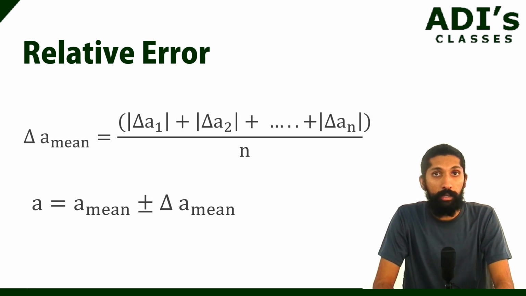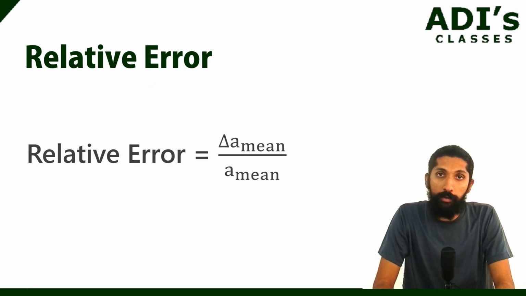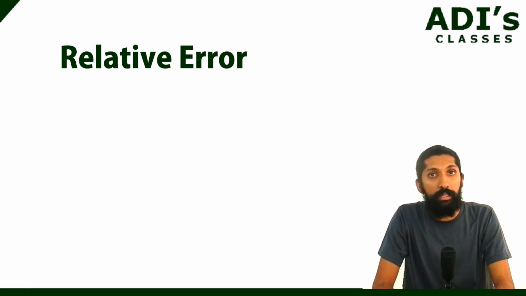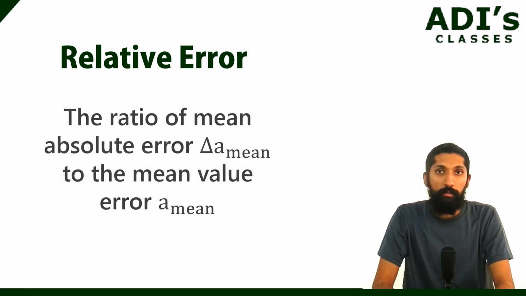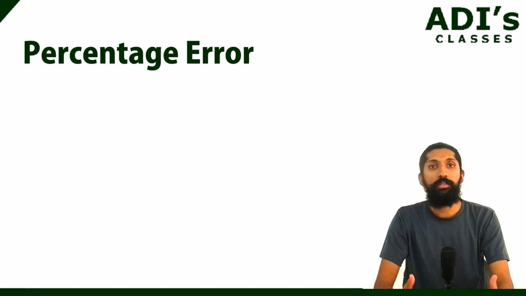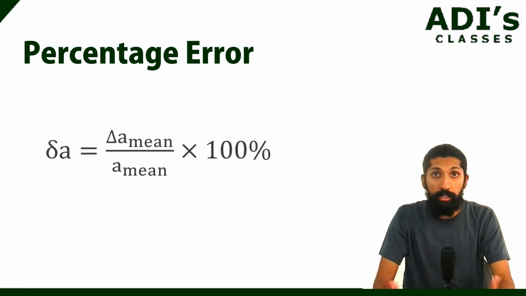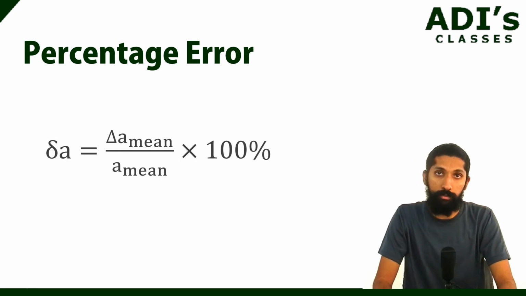Relative error is also quite important. Likewise, another type of error you have is percentage error. Percentage error is very simple. You take the relative error and multiply that by 100. This is percentage error.